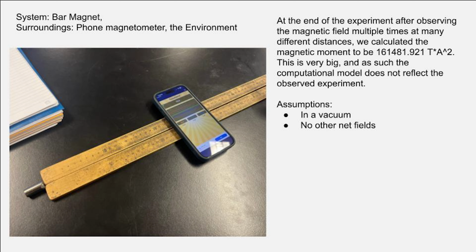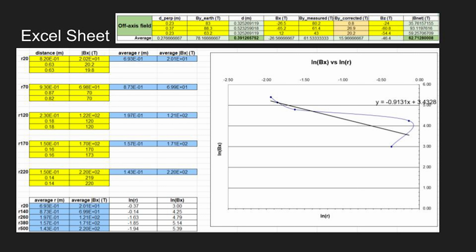But some assumptions were made in this experiment, which is that we're operating in a vacuum and that there are no other net fields. Here you can see the Excel spreadsheet where we recorded the magnetic field value at various different locations. We found the average of it, and then we also found some magnetic field locations perpendicular to the meter stick.